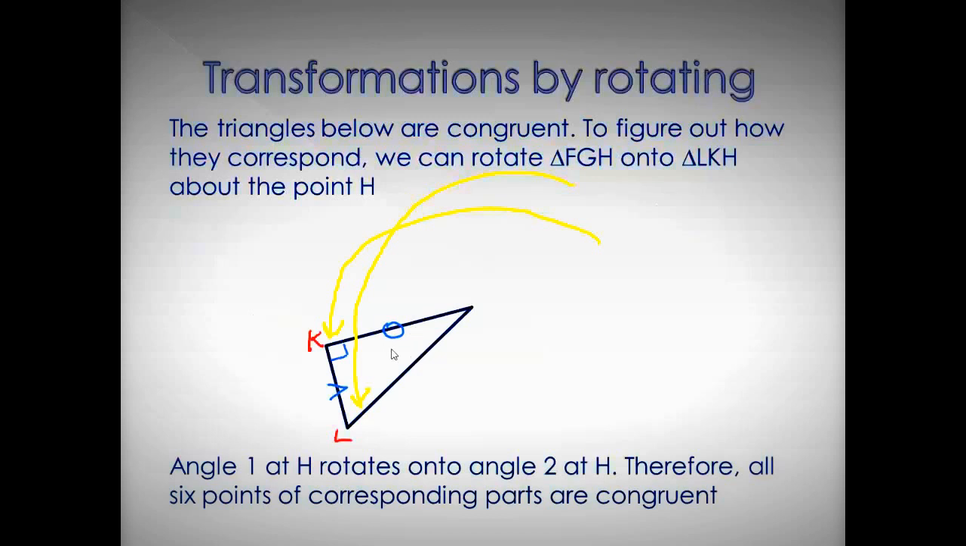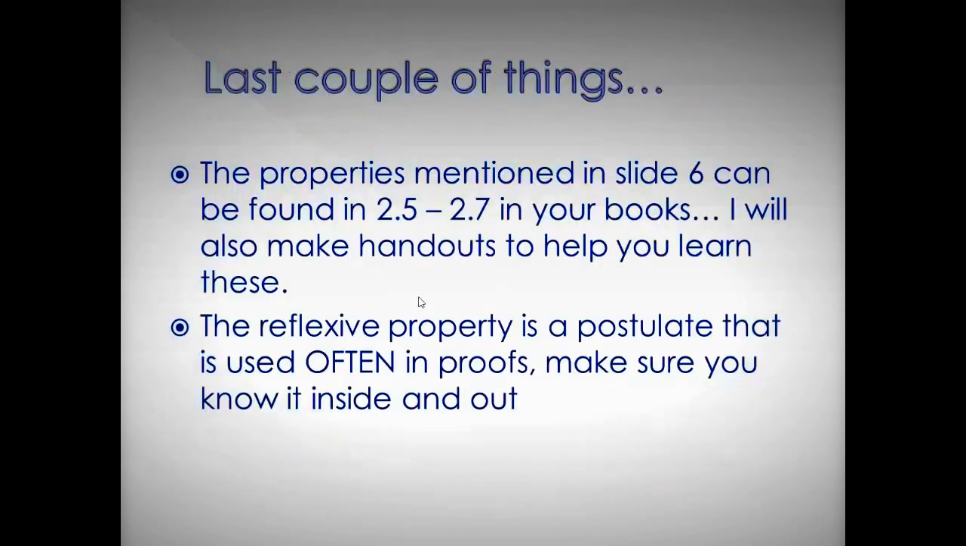Now let's look at transformations by rotating. I'm telling you right now, these triangles are congruent. Figure out how they correspond. We can rotate triangle FGH onto LKH. So basically this F would rotate down here to L, G would rotate to K, and H would stay where it is because that's what it's rotating about. Angle 1 rotates onto angle 2 at H, and therefore all these corresponding parts are also congruent. So again, that's by rotation.